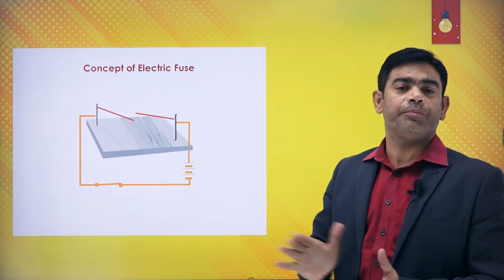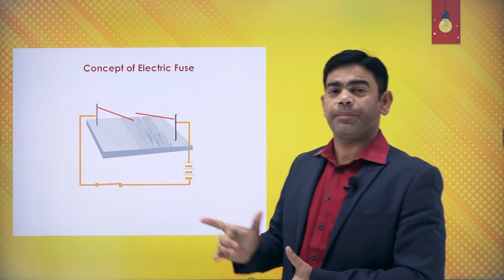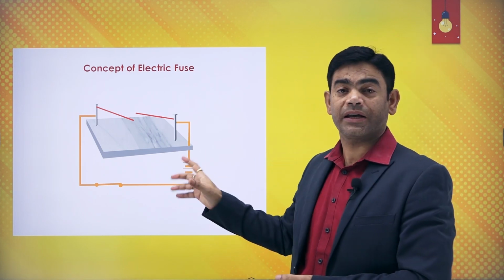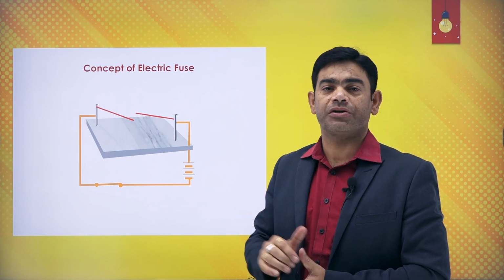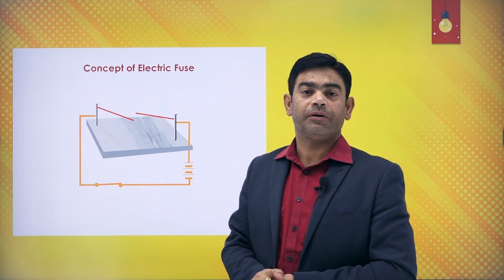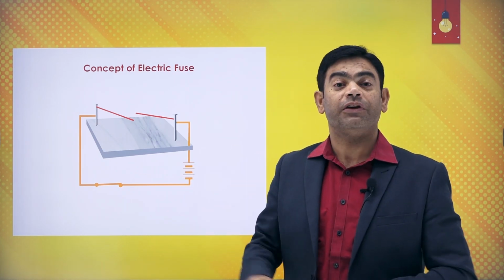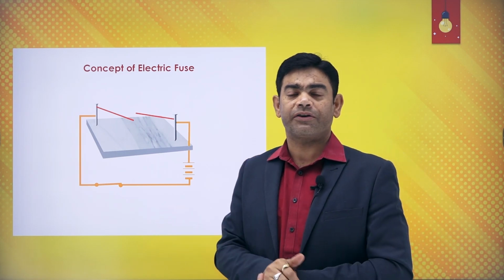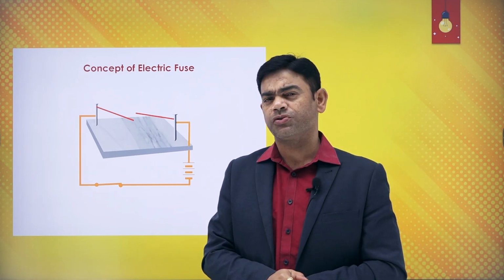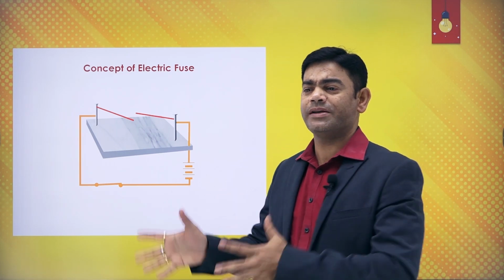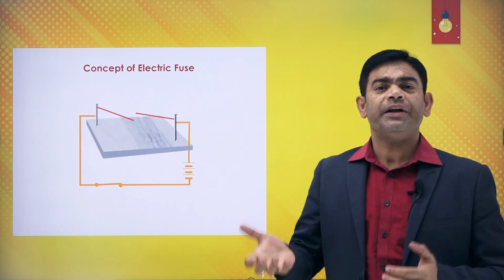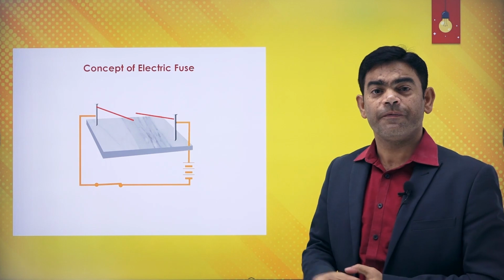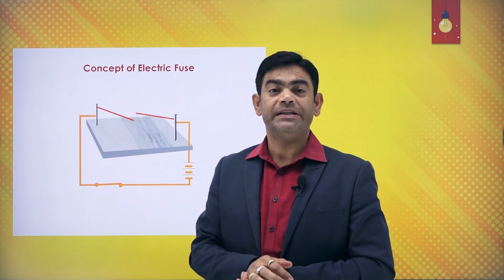It melts and breaks. This concept we use. This is again a heating effect of current. We use this concept for our protection also many a times. To prevent some mishappenings, we use this concept, and that is called electric fuse. So electric fuse we use at home, in certain devices, all devices we use small fuses, big fuses to prevent ourselves from some mishappenings due to heating effect.